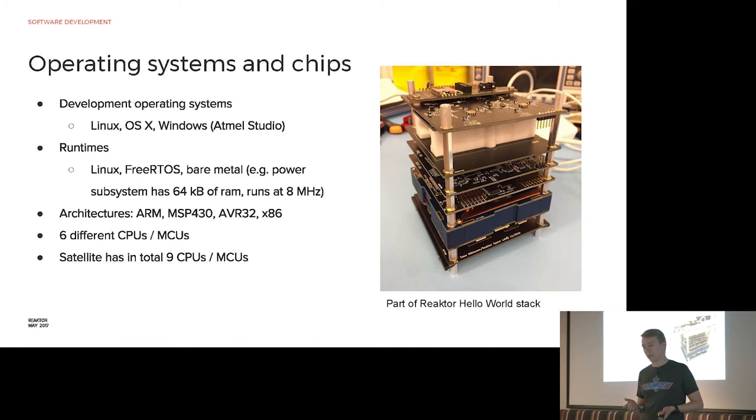Runtimes: in the satellite we are running Linux, a couple of FreeRTOSes, and a bunch of bare metal subsystems. For example, the power supply subsystem has only 64 KB of RAM and program memory, and runs at 8 MHz. So you could fit FreeRTOS there, but it's maybe better to keep it out, at least for our purposes. Sorry? What RTOS are you running? FreeRTOS. I think it's version 8. Yep, version 8. Okay. You run a couple. Yeah, so different subsystems have FreeRTOS. Different microcontrollers that have different purposes are all operating their own operating systems. Or not.